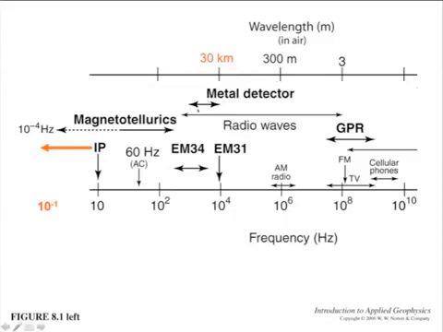So the metal detector is operating over 1,000 hertz, a kilohertz, to 10 kilohertz. That's actually the same range as you hear. So even though it has nothing to do with sound waves, the metal detector is one of the so-called audio electromagnetic instruments.